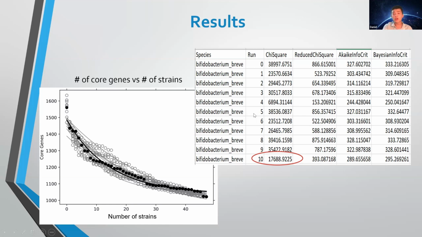According to this table here, run 10, which was the run based on sorted order, had the best fit and the smallest residual sum of squares. This indicates that there were no strains that were misclassified, and all of those strains belonged to my species, Bifidobacterium breve.